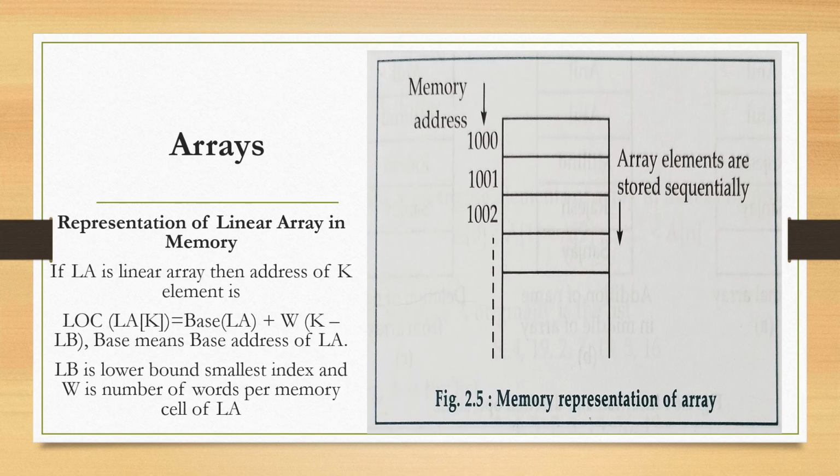LB is the lower bound, the smallest index, and W is the number of words per memory cell of LA. So this way we represent the array in memory. This is a contiguous memory location occupied by the elements of the LA, I mean the linear array. Okay.